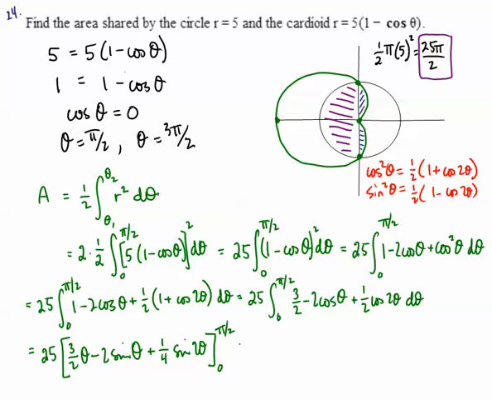Alright, so we're ready to go ahead and evaluate this. We have 25 times, and we're going to have two things going on here. So I set up my parentheses. 3/2 times pi over 2 is going to give me 3 pi over 4. And then sine of pi over 2 is 1, so that'll be minus 2. And sine of 2 times pi over 2 would be sine of pi, and that is 0, so that other term goes away, fortunately. Then when theta is equal to 0, the second expression completely goes away.